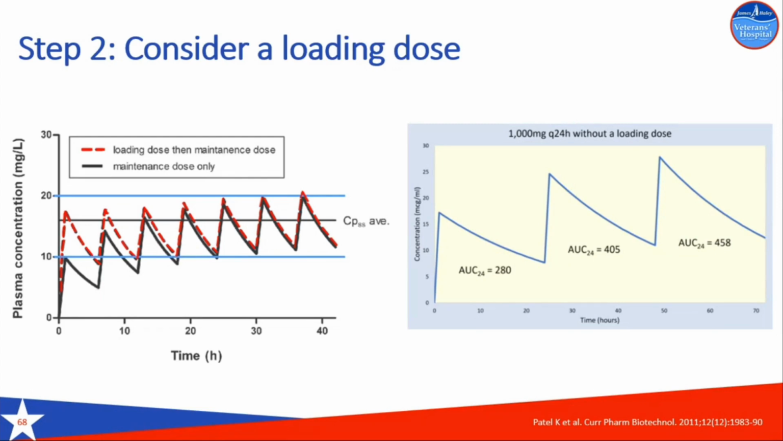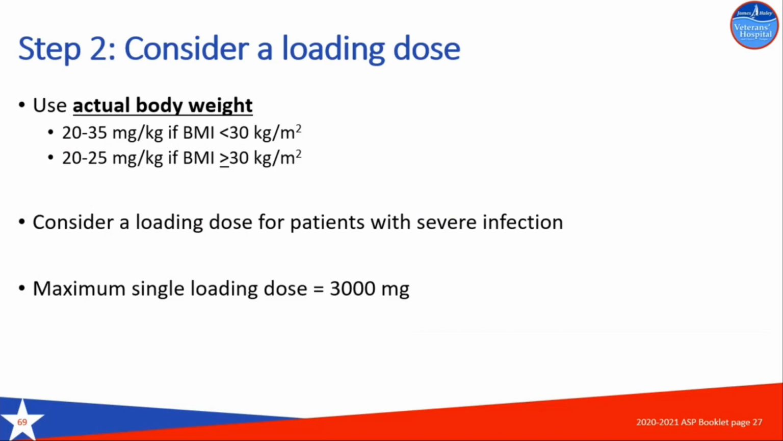AUC, especially early on. If you are going to use a loading dose, typically we'll use 20 to 35 milligrams per kilo if their BMI is less than 30. And then we'll use 20 to 25 if their BMI is greater than 30. And like the guidelines said, we typically don't want to go over a loading dose of 3,000 milligrams.